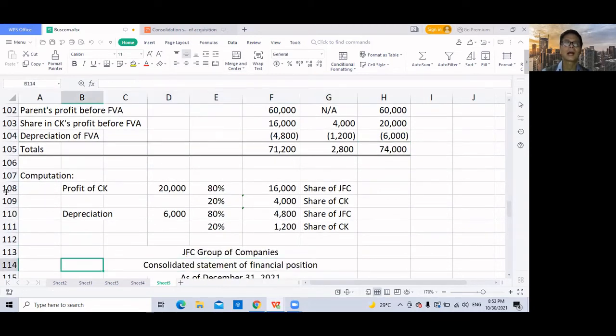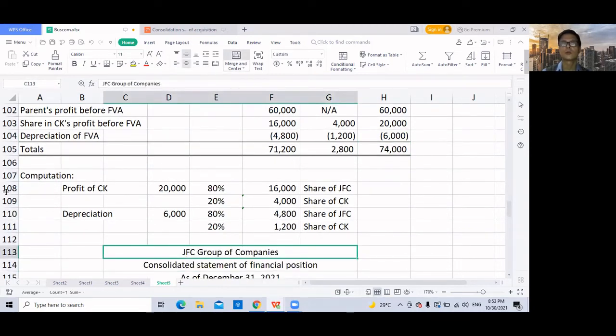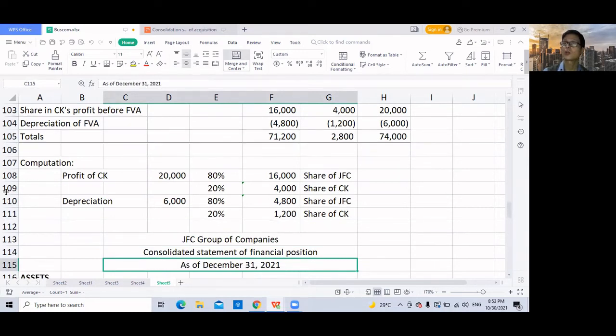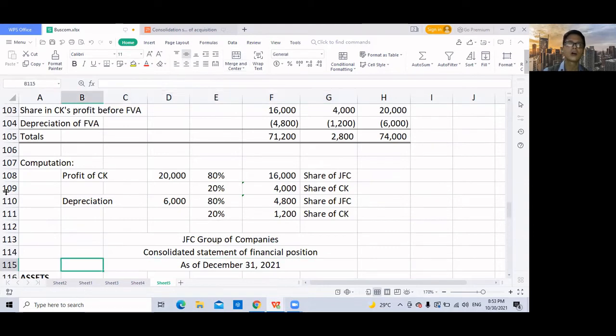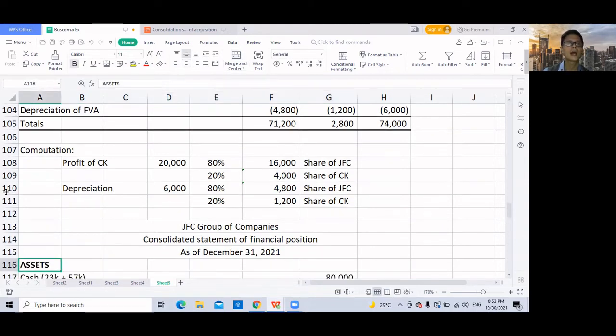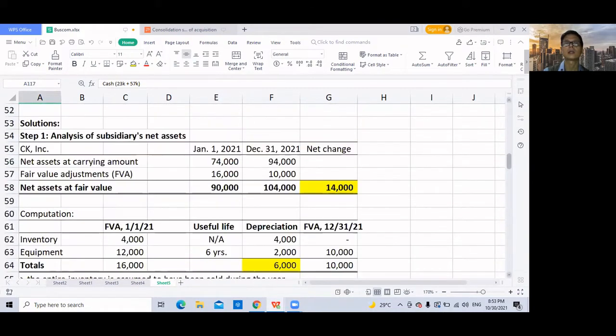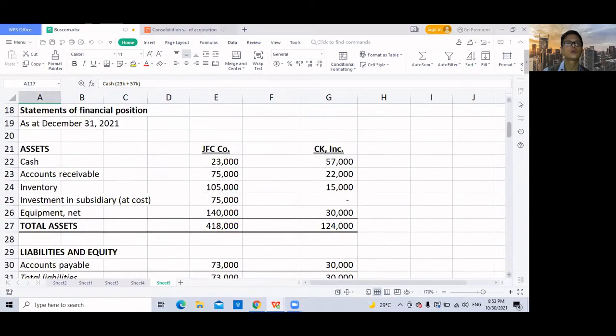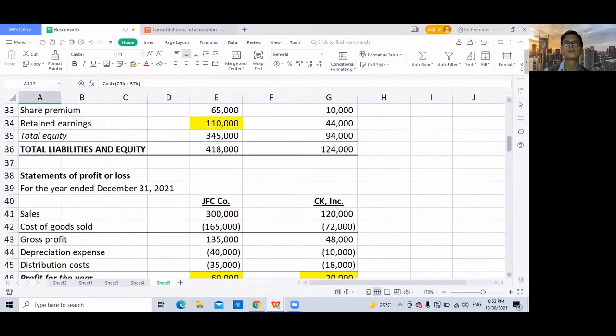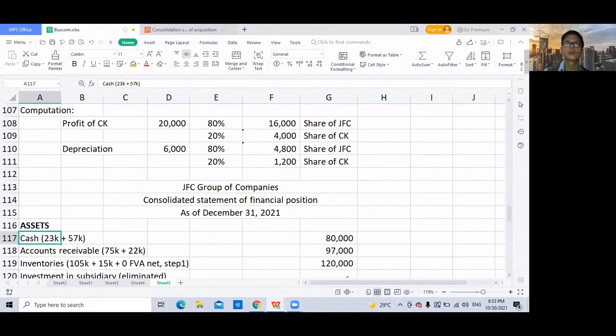So as we can see here, we have the JFC group of companies. This is the consolidated statement of financial position as of December 31, 2021. So this is after a year of operations. We have assets. We just add them up, starting with cash: 23,000 for the parent and 57 for the subsidiary. So we have 80.